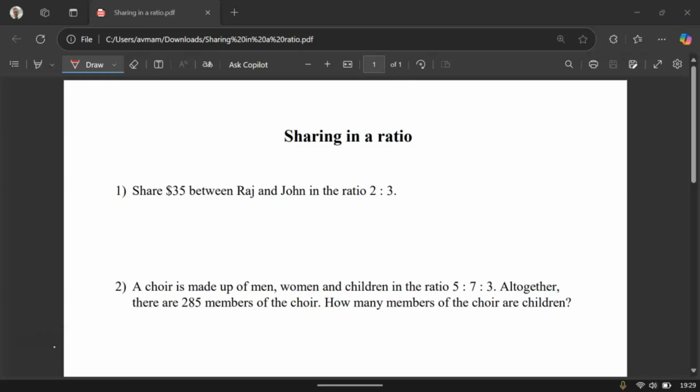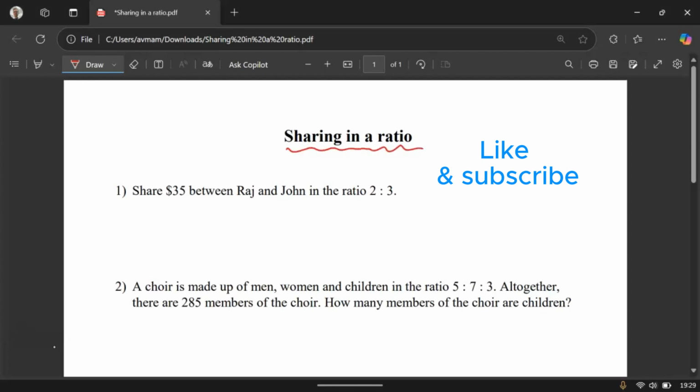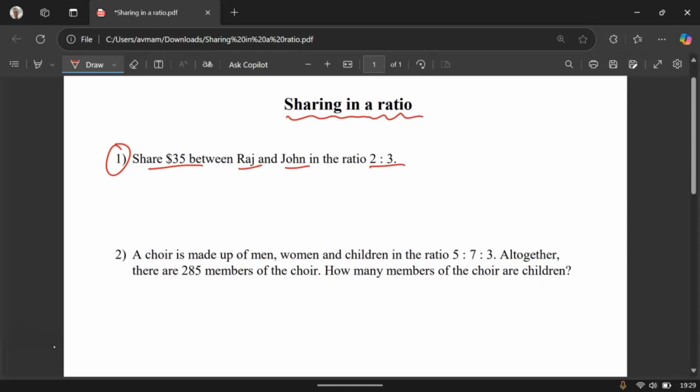In this video, we will learn how to share an amount in a given ratio. Question number 1. Share $35 between Raj and John in the ratio 2:3. There are two ways you can do this.